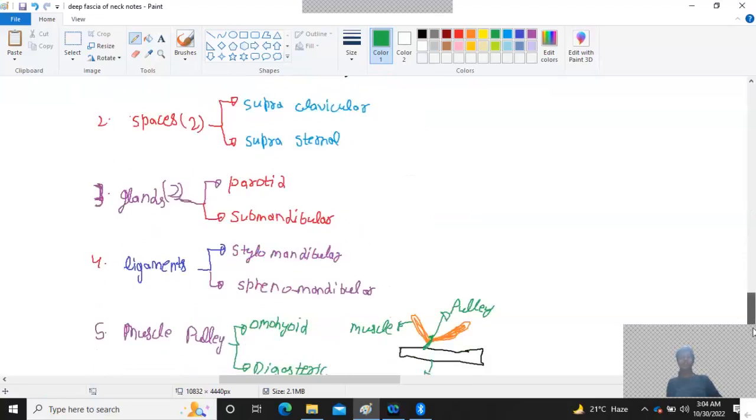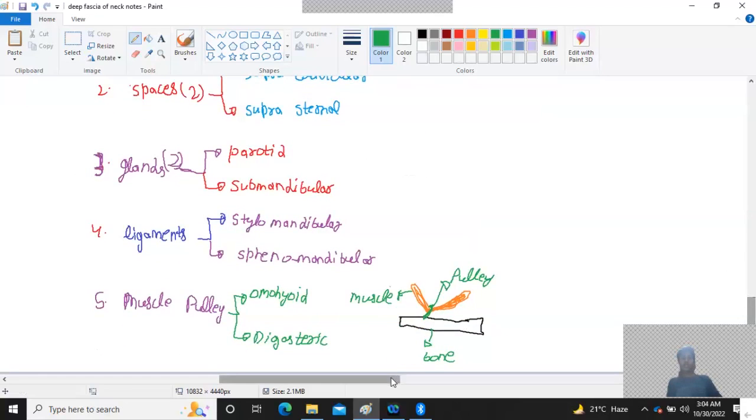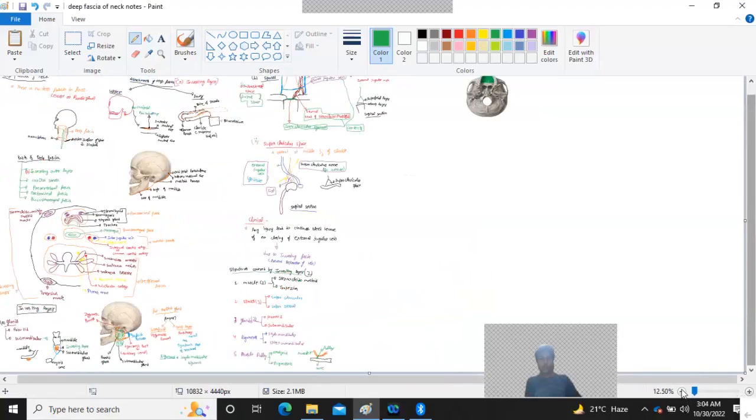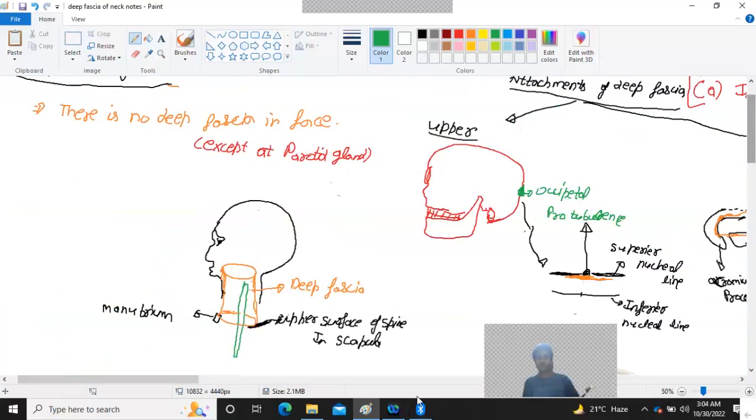Done. So now we are starting the next layer, the carotid sheath. Done. So we are starting the carotid sheath. So these are the things which we have covered: fascia, investing layer attachment, upper attachment, lower attachment, all these things. Now we are starting the carotid sheath.